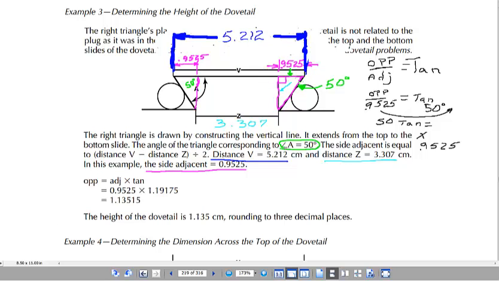Okay, I hope that helps. Your answer should be 1.1351, or 1 inch or 1 centimeter, 0.135 and 1/10. Okay. In this case, you didn't need this information. You didn't need this information, but it's always good to write everything down.